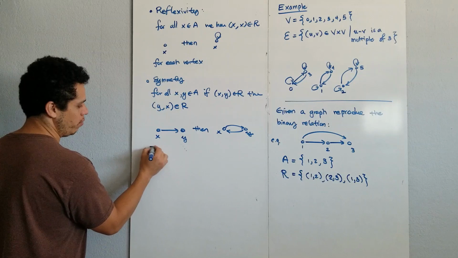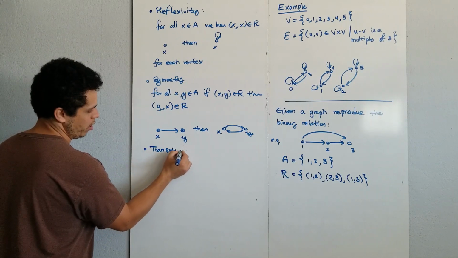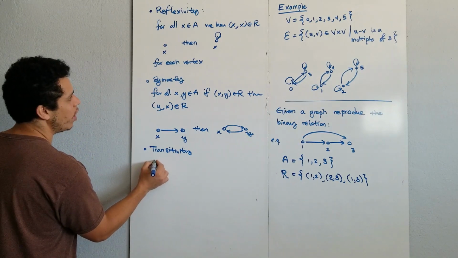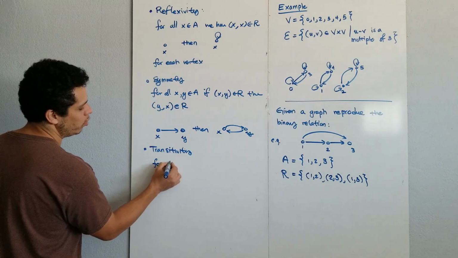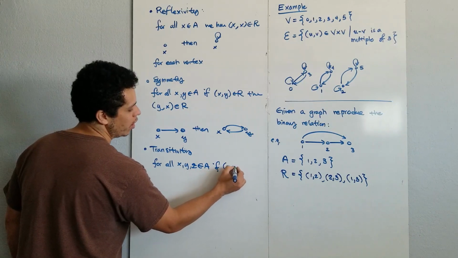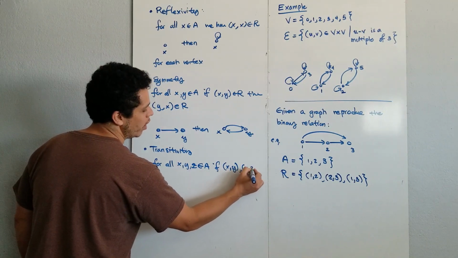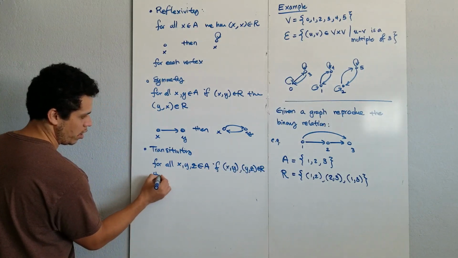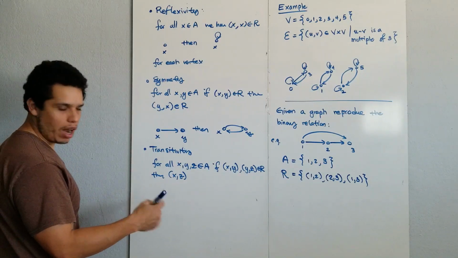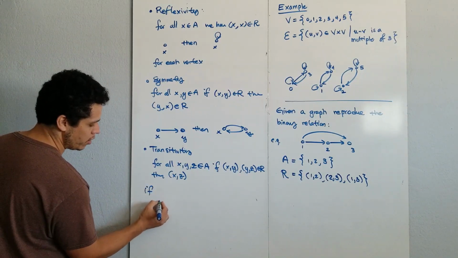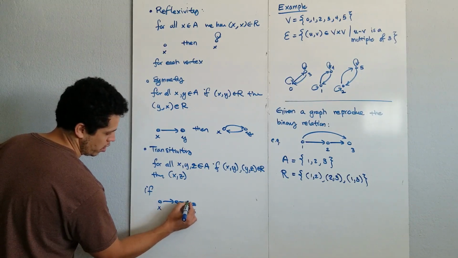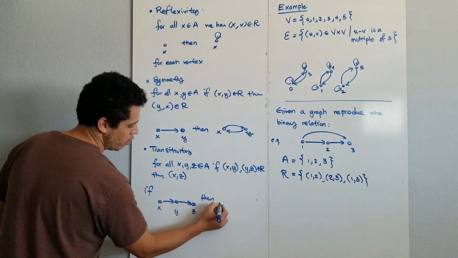What about transitivity? Well, that one states this. If we have that for all x, y, and z in A, if x is related to y and y is related to z, then x is related to z. So what does this mean in terms of graphs? If we see this, then we will see this.